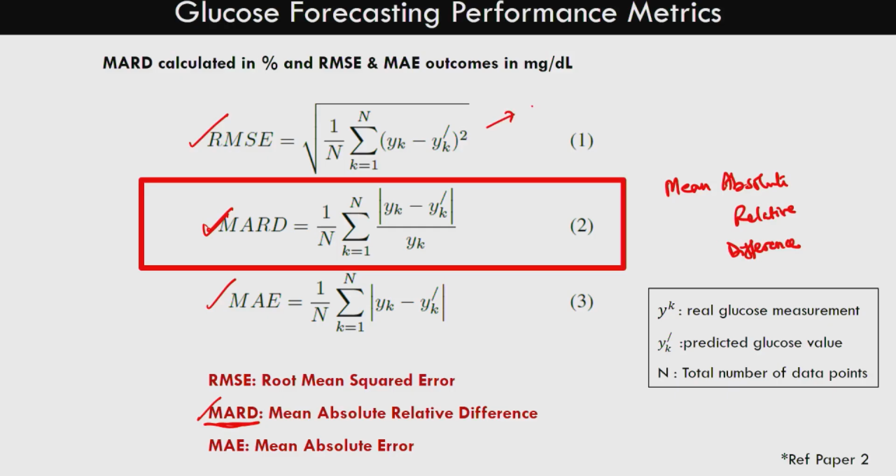So, generally the units for this is milligram per deciliter, and this is in percentage. When we say that the MARD is 6 or 8, it is actually a percent. So, the difference is only 6% or 8%. I do not remember exactly, but the requirement from regulatory agencies is that it should be less than 10%. But MARD is one of the parameters.